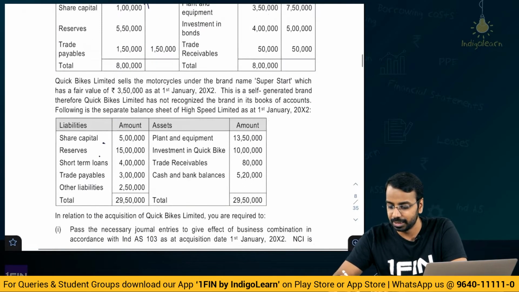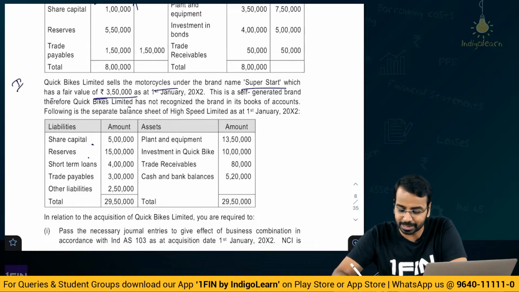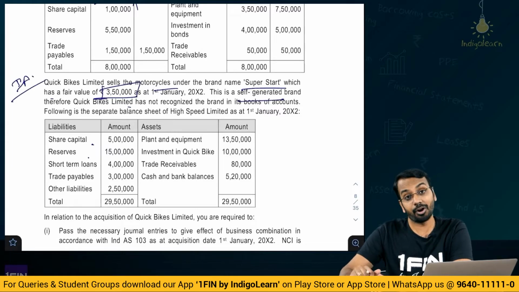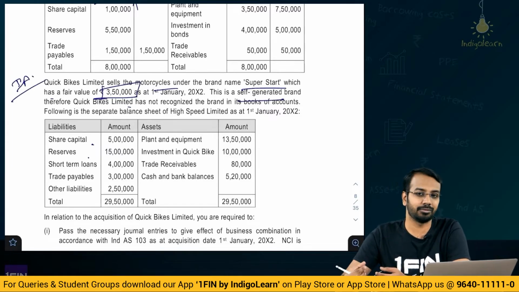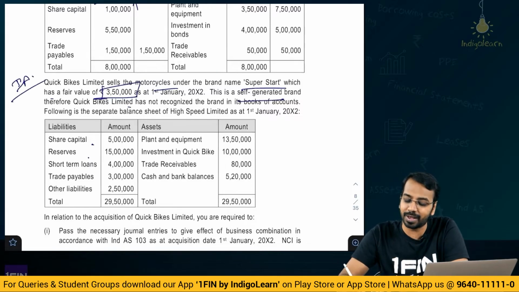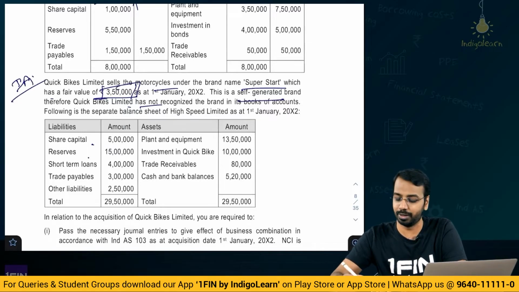Then Quick Bikes sells motorcycles under the brand Superstart, which has a fair value of 3,50,000. So what is this? This is an intangible asset valued at 350. This is self-generated. Now as per Ind AS 38, a self-generated intangible asset will not appear in the books. But for the purpose of Ind AS 103, when you do the initial acquisition accounting, you will find the value of the identifiable net assets, and this value you will incorporate while calculating goodwill or capital reserve, right? So they have not recognized it. Now what is the treatment we need to do? We need to consider it while calculating goodwill or capital reserve.